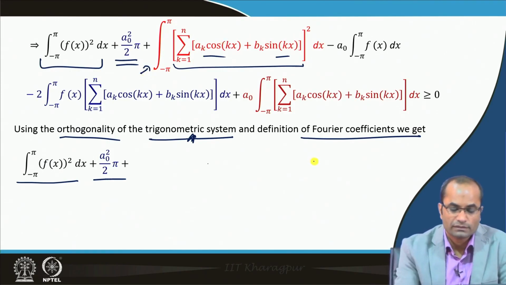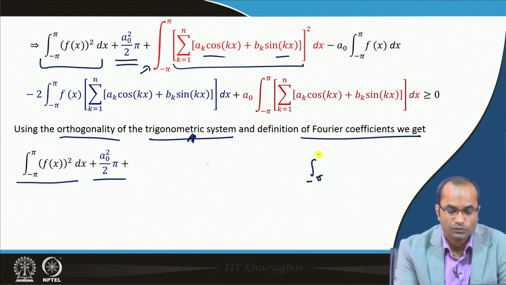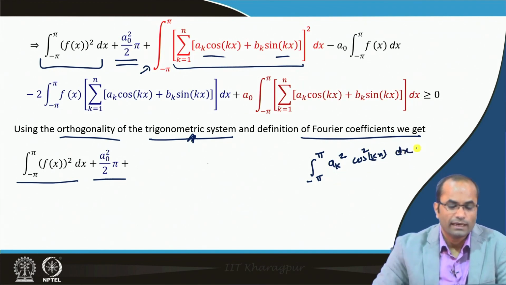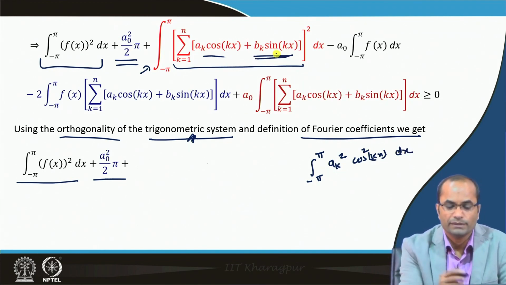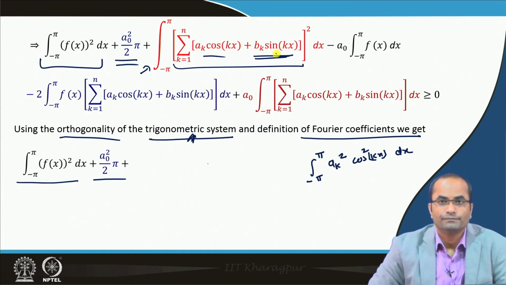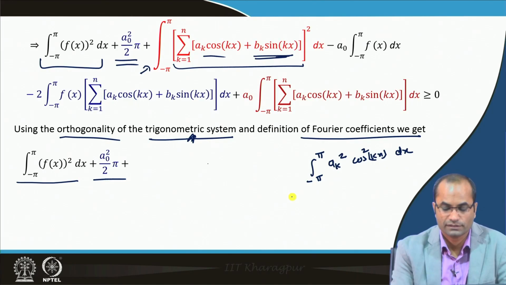So, the first term is the integral from minus pi to pi of a_k square times cos k x multiplied by cos k x, so cos square k x dx. Then there will be a similar term b_k square sin square k x, and then the other terms will have the multiplication of cos k x and sin k x. So, let us first discuss this term.